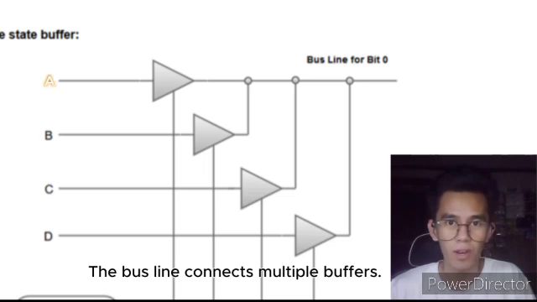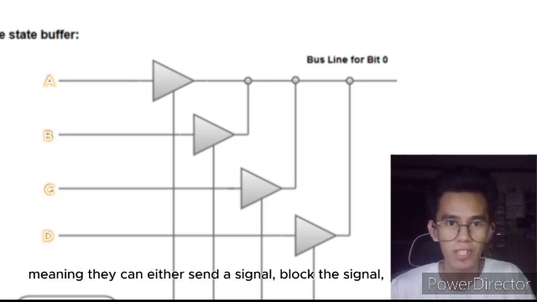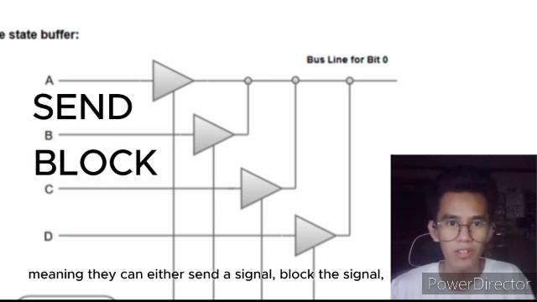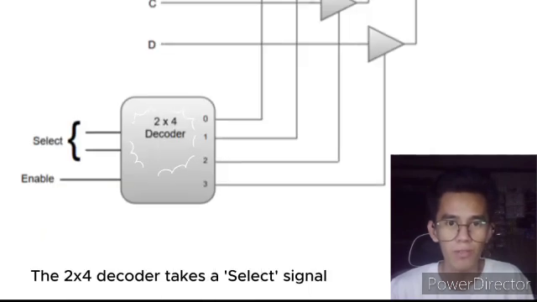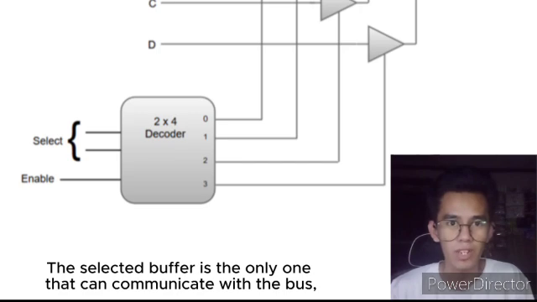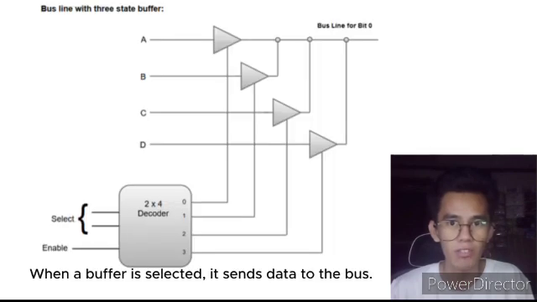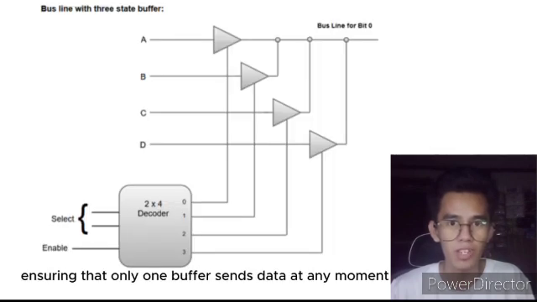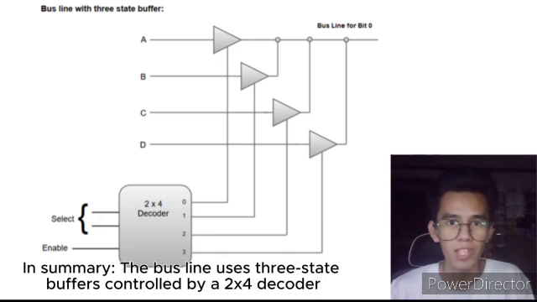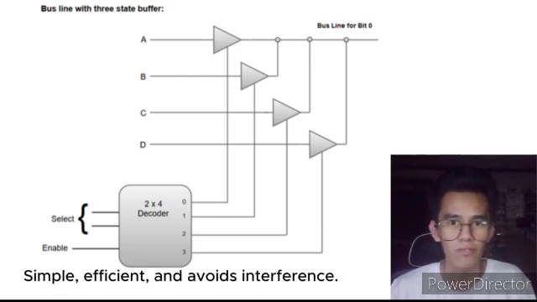The bus line connects multiple buffers. Only one buffer can send data to the bus at a time. These are three-state buffers, meaning they can either send a signal, block the signal, or disconnect from the bus entirely. The 2x4 decoder takes a select signal and enables only one buffer at a time. The selected buffer is the only one that can communicate with the bus, while the others stay in high impedance state. When a buffer is selected, it sends data to the bus. The other buffers are disconnected, ensuring that only one buffer sends data at any moment, preventing conflicts. In summary, the bus line uses three-state buffers controlled by a 2x4 decoder to ensure that only one buffer communicates at a time. Simple, efficient, and avoids interference.